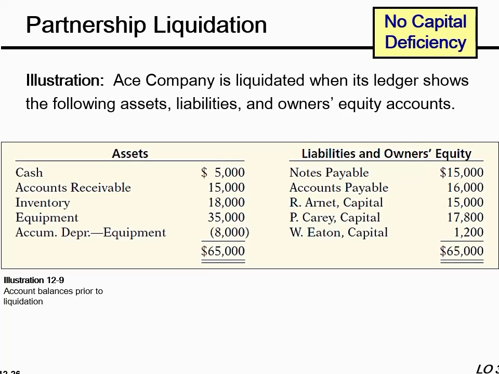On the asset side, we have cash, accounts receivable, inventory, equipment, and accumulated depreciation for the equipment. On the liability side, we have notes payable, accounts payable, and three partners: Arnett, Kerry, and Eton. If you see here, their capital balances are mentioned. Arnett has the second maximum capital balance of 15,000. Kerry has the maximum capital balance, and Eton has the minimum capital balance.